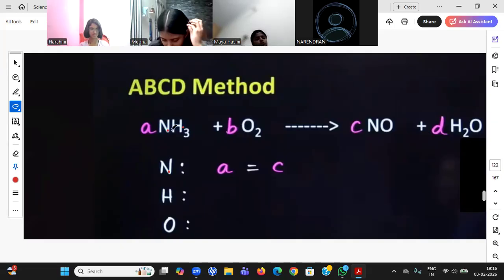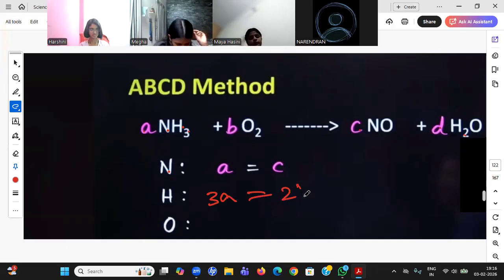So in nitrogen, A into 1, nothing is there, means 1, beta. A into 1 is A. Equal to the right side, C into 1 is C. So in nitrogen, A equal to C is 1 equation. Second, hydrogen. 3 into A, 3A. Is there any hydrogen? Nothing. Equal to hydrogen here.